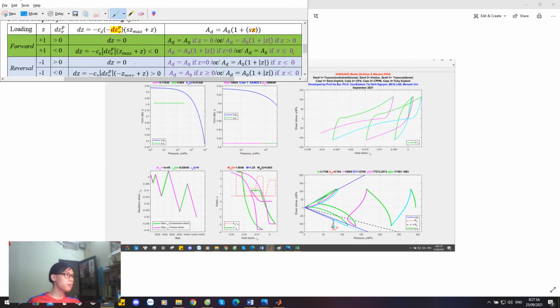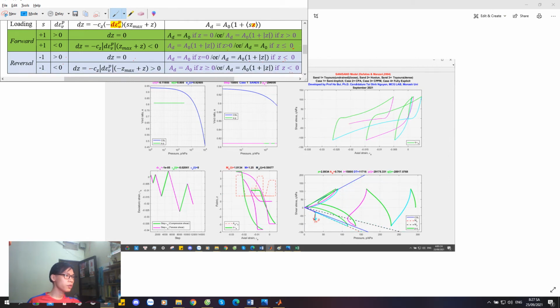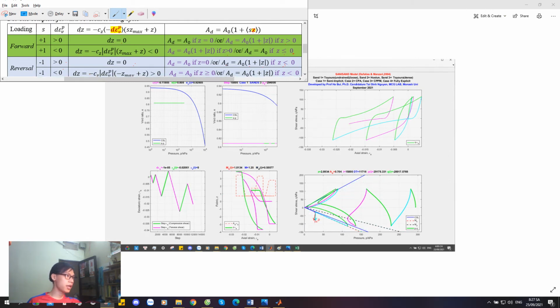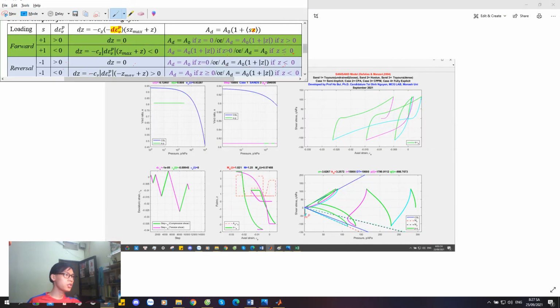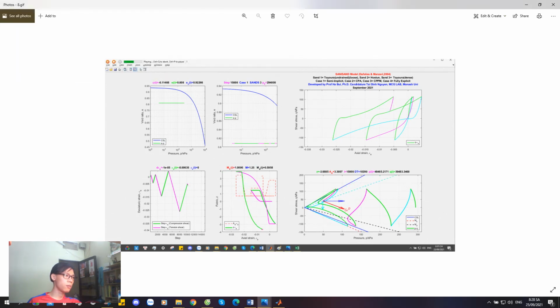But when it becomes dilation, epsilon VB is negative at that time, and we have dZ positive. So it will increase Z from negative to 0 and become positive. When it's still negative, we still have AD equals A0 like that, 1 plus Z. So it will reduce to the A0. And when it equals 0 and positive, we have AD equals 0, and the Z is not there.